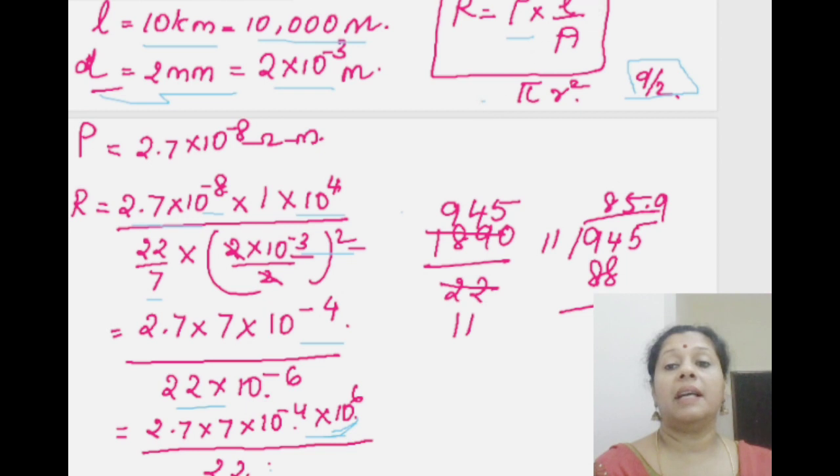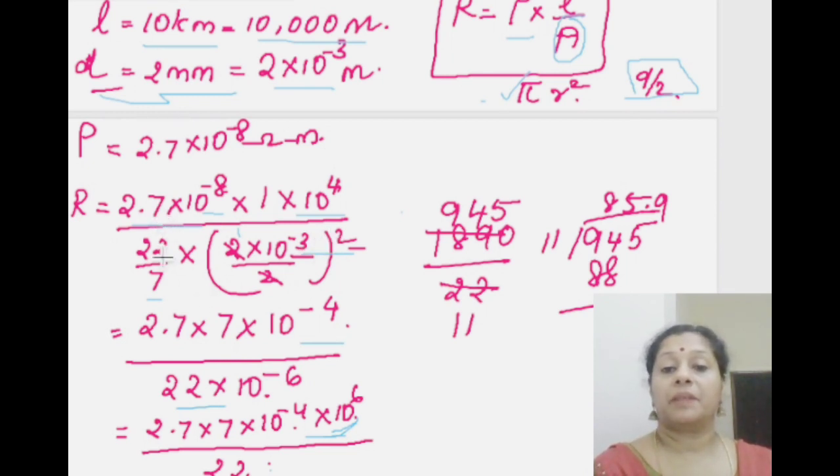Because area is not given, we have to find out the area using the formula pi r square. Rho is given as 2.7 into 10 raised to minus 8 ohm meter. Now if you write R is equal to rho, 2.7 into 10 raised to minus 8, into length 1 into 10 raised to 4 meter, divided by pi, 22 by 7, into diameter divided by 2, that you will get 1 into 10 raised to minus 3, square.